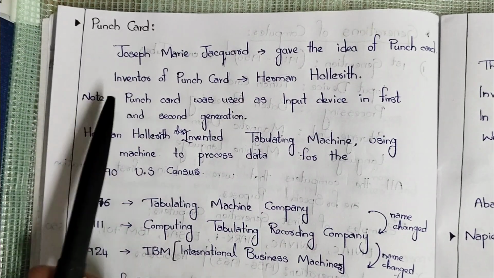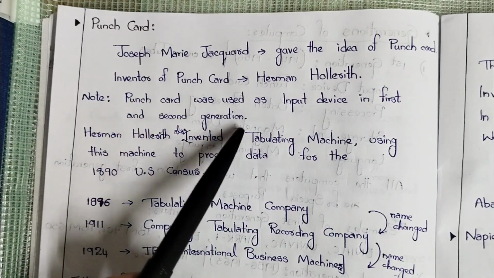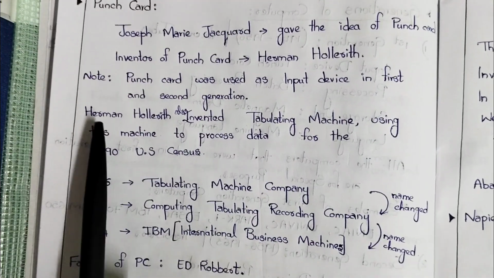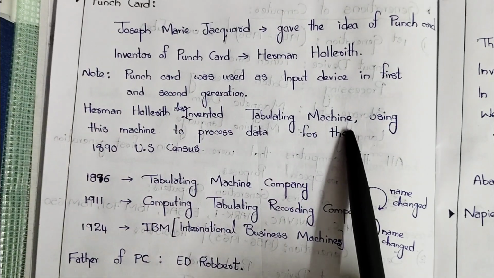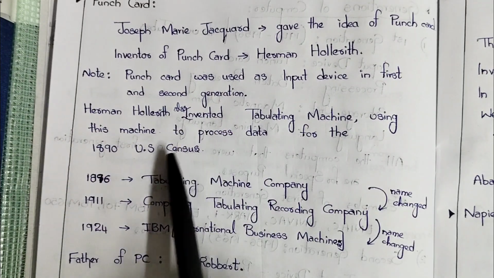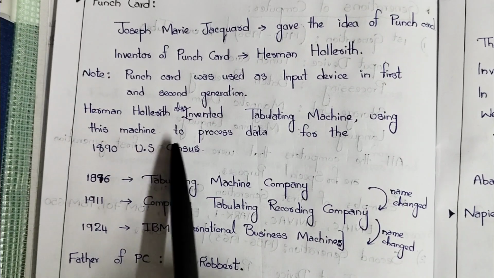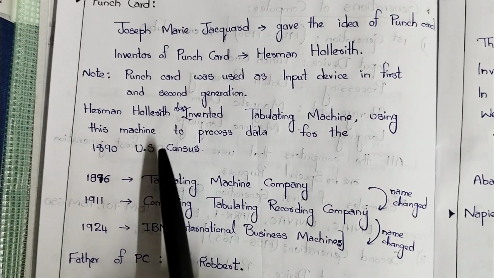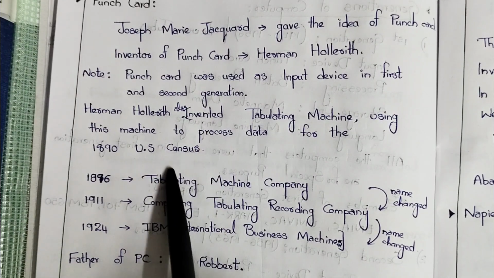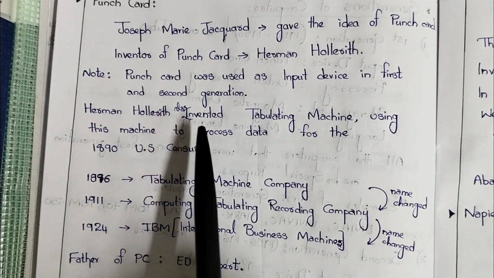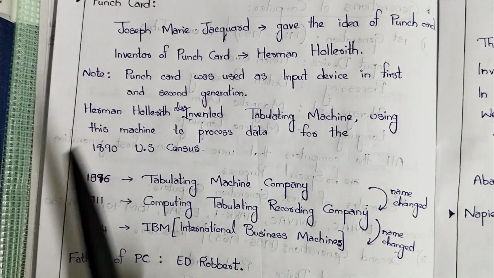And as I've told you earlier, punch card was used as an input device in first and second generations. Hermann Hollerith also invented the tabulating machine. Back then it was used for the US census, to process that data. Hermann Hollerith's tabulating machine was used in the year 1890.